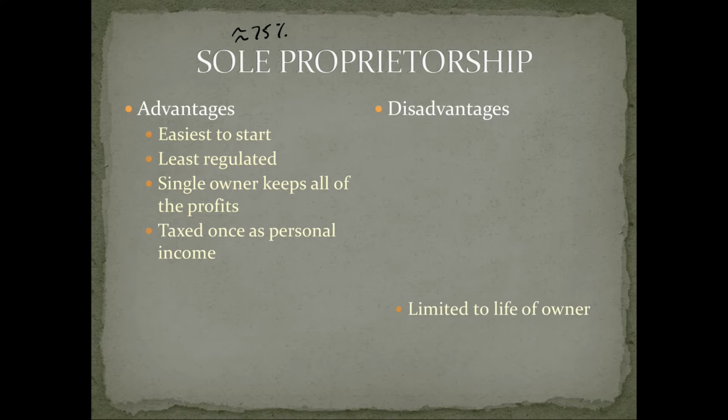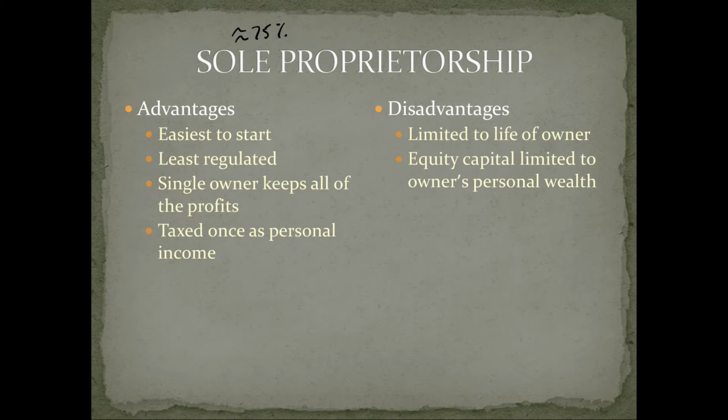Some disadvantages is it is limited to the life of the owner. So if I am the owner of a sole proprietorship and I pass away, my sole proprietorship dissolves. The equity capital is limited to the owner's personal wealth. All this means equity is just the owner's capital. So the equity is limited to whatever the owner can actually obtain. And then you have unlimited liability. With unlimited liability, this means that in the event of some type of financial claim, they can come after your personal assets for payment. So if you owe $1 million, but the business is only worth $500,000, the business assets are only worth $500,000, they're not going to stop at just the business assets.